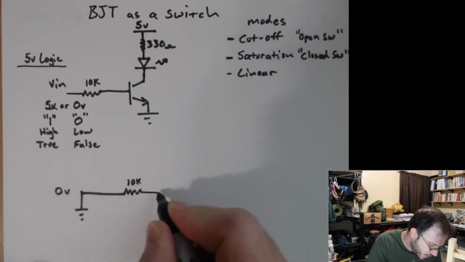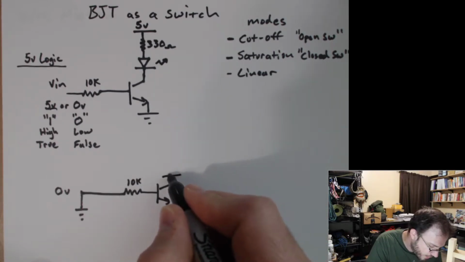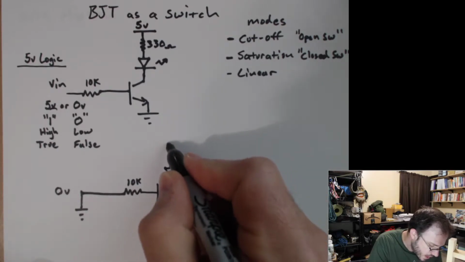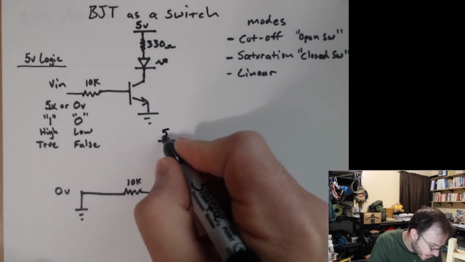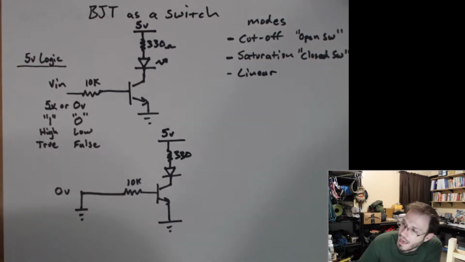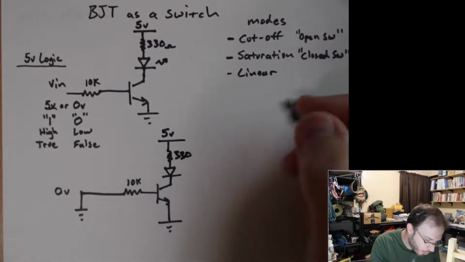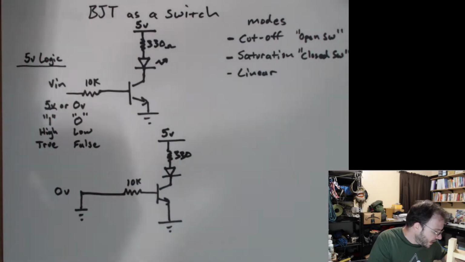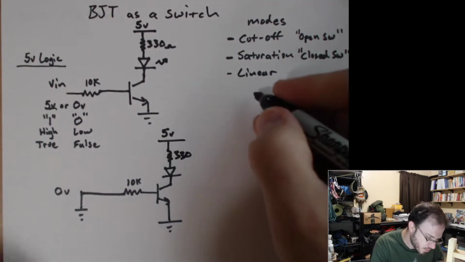through a 10K resistor into the base of our transistor that we said should be behaving like an open or closed switch. We'll find out what mode it's in in a second. We have 330 ohms and 5 volts, and down here tied directly to ground. So now if we're going to step through our DC analysis, our process, what is the first thing that we're going to do?